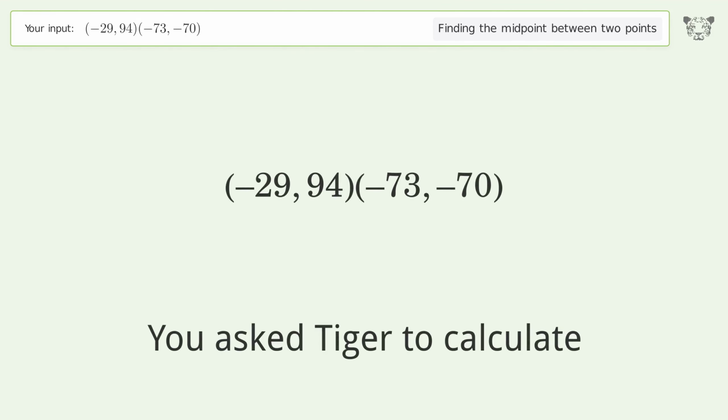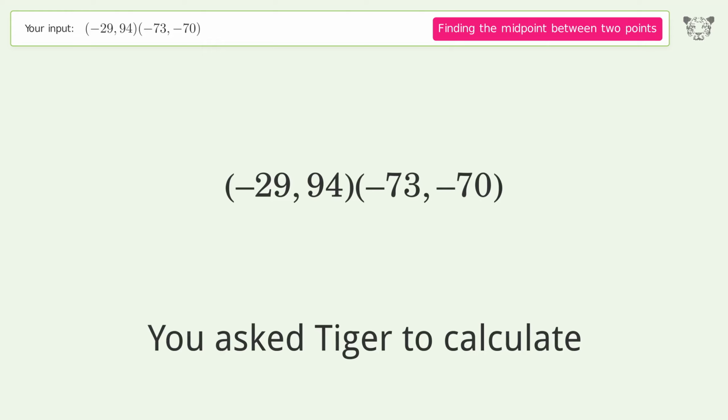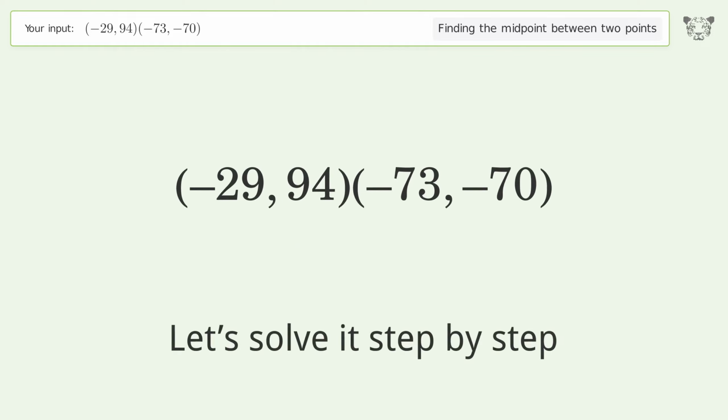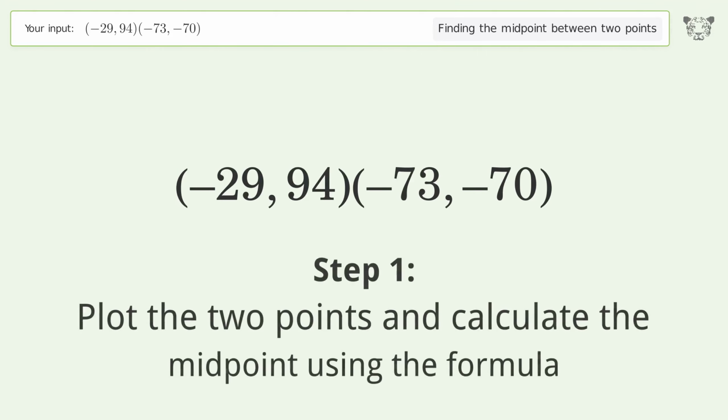You ask Tiger to calculate. This deals with finding the midpoint between 2 points. The midpoint between the 2 points is -51,12. Let's solve it step by step. Plot the 2 points and calculate the midpoint using the formula.